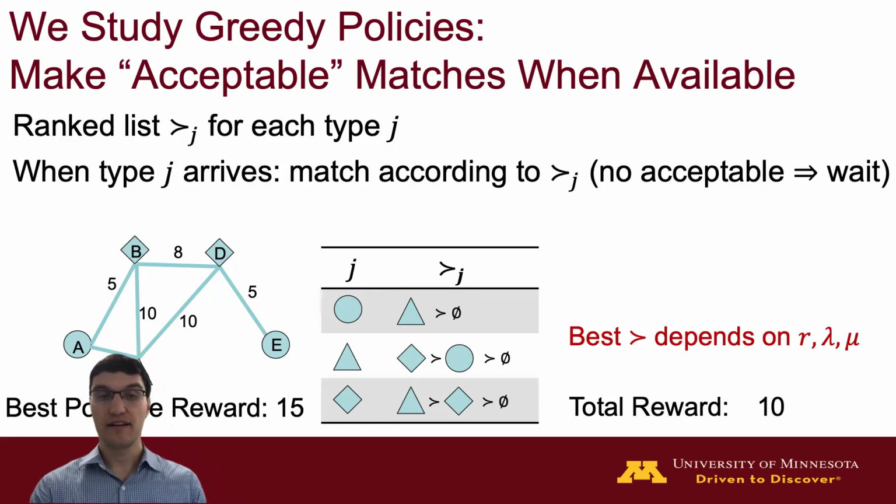So we're going to be studying greedy policies. And the question, in some sense, boils down to how do you design a good greedy policy, given your information about R, lambda, and mu? Okay, so that's the policy class that we're going to be focusing on.